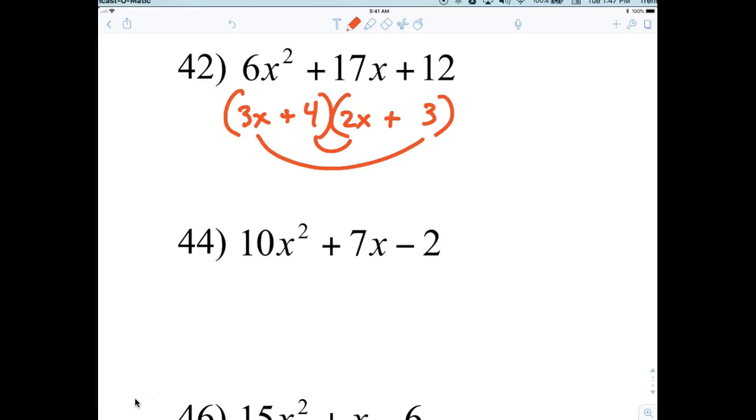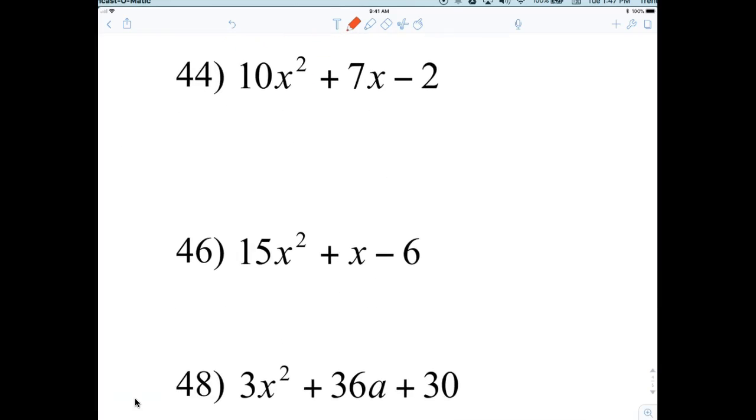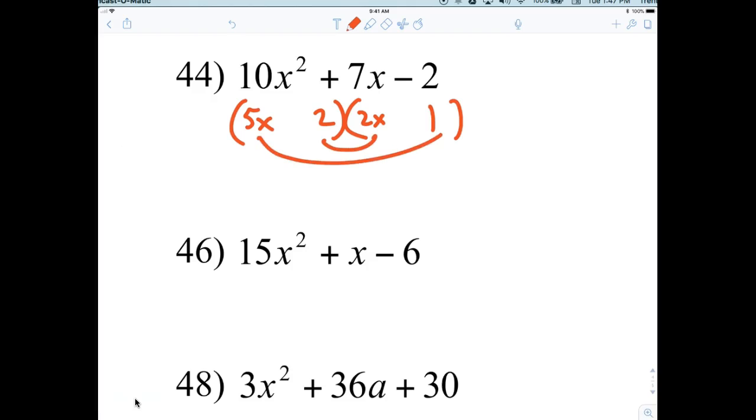All right, here we go. Anything common with 44? No, so it's just straight factoring. 5x, 2x. Now the 2 has to go where? The 2 has to go on the left. So what do I have here? Wow, 5 and 4. Does that work? That doesn't work.